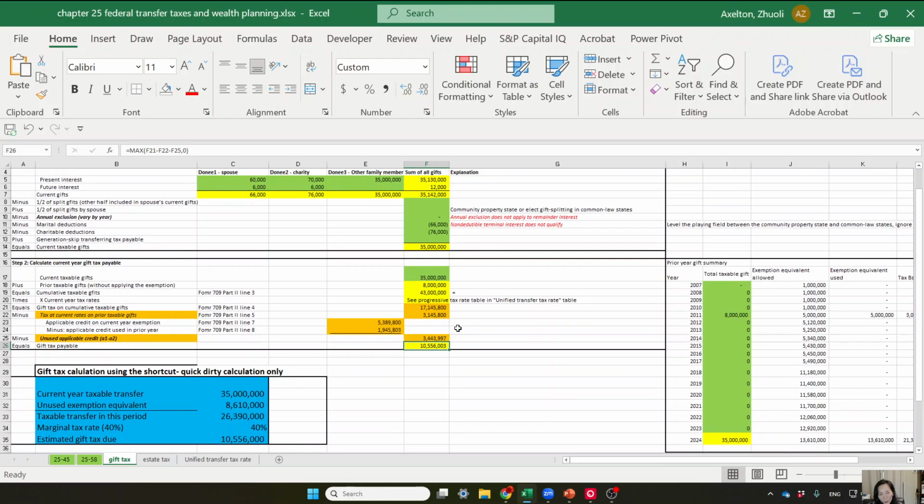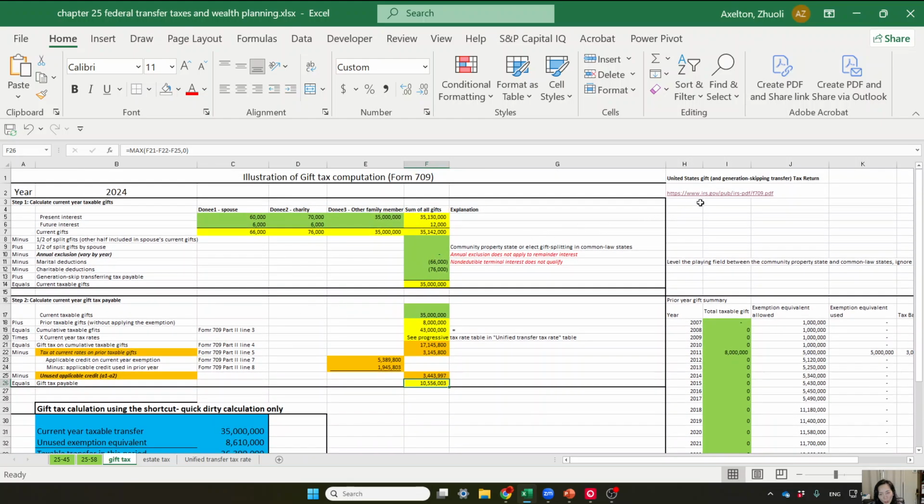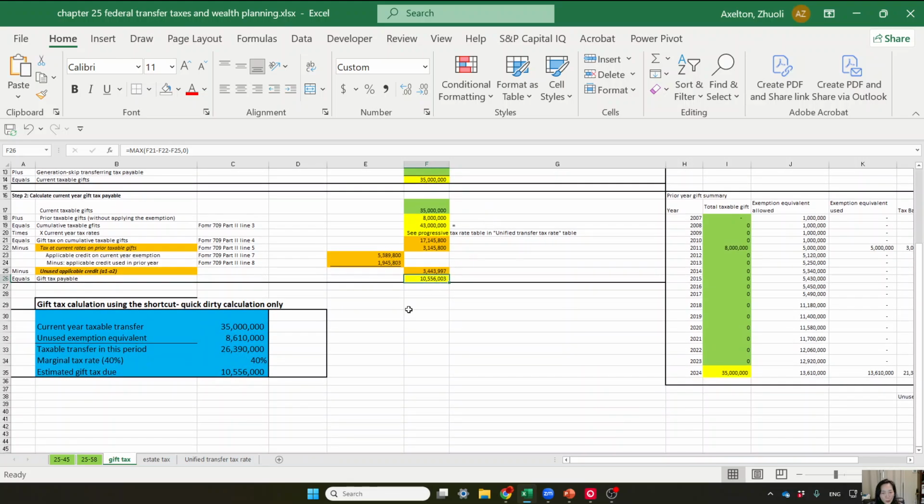So there's a lot of steps involved. This is kind of mirroring what's happening on the Form 709. And worth noting, there is a quick calculation. It's a shortcut, quick and dirty calculation for the gift tax due.